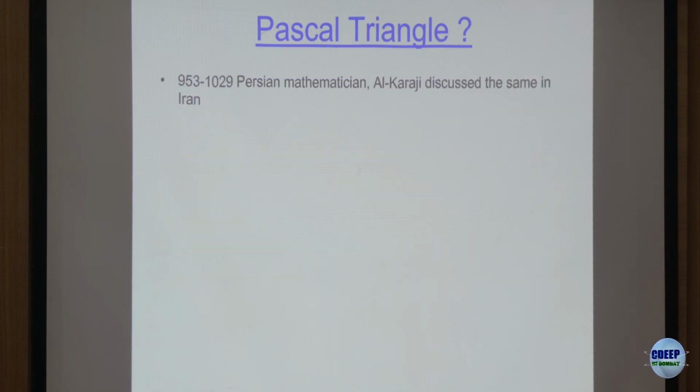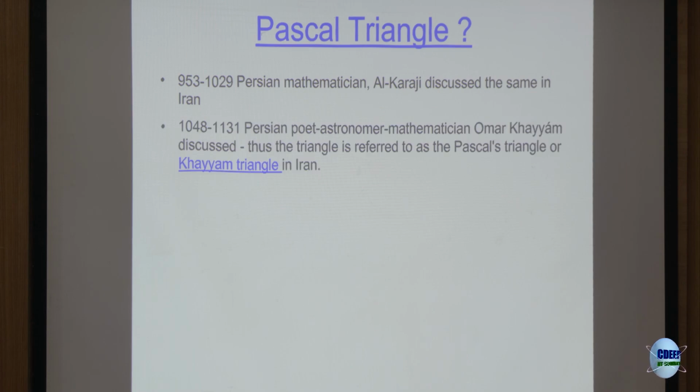Not just our own, the Persian mathematician Al-Karaji talked about it. He was born 953 to 1029, so somewhere around that time. I am sure you must have read about Omar Khayyam. Anybody who has not read about Omar Khayyam? After the class, please. Okay.